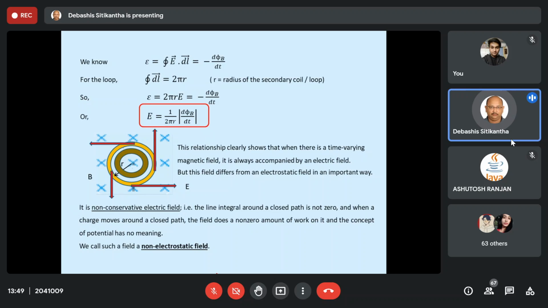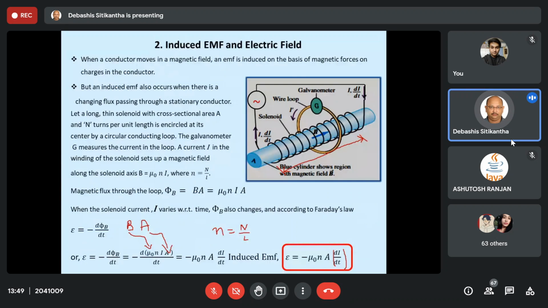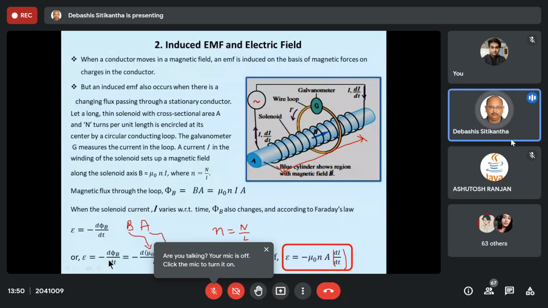Now let us try to find out the magnetic field, because as I told you, when there is a time varying magnetic field, there is a production of electric field. So in this case also, as you can see, there is a time varying magnetic field, because clearly I have written it as d phi B by dt. Now obviously if this is the case, is there any production of electric field? Of course there is a production of electric field.